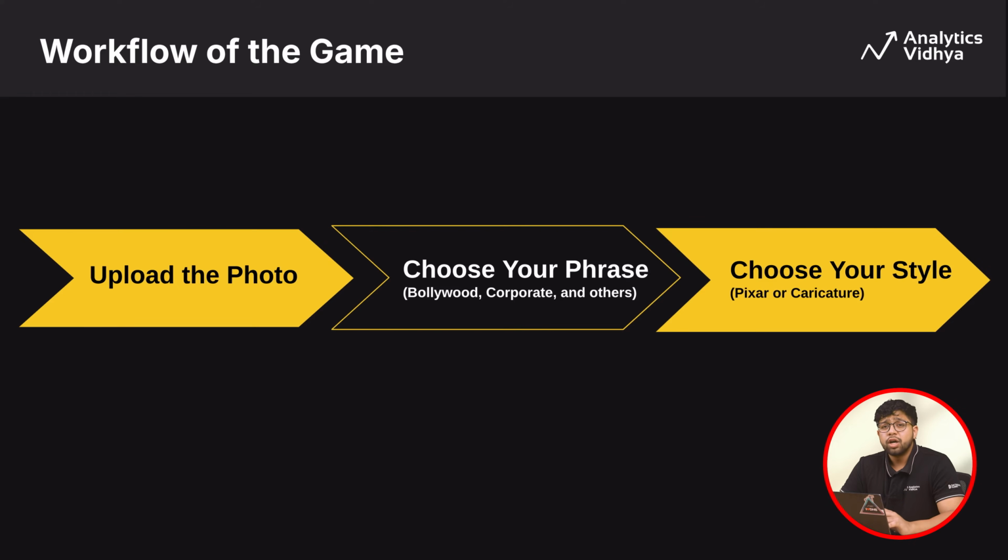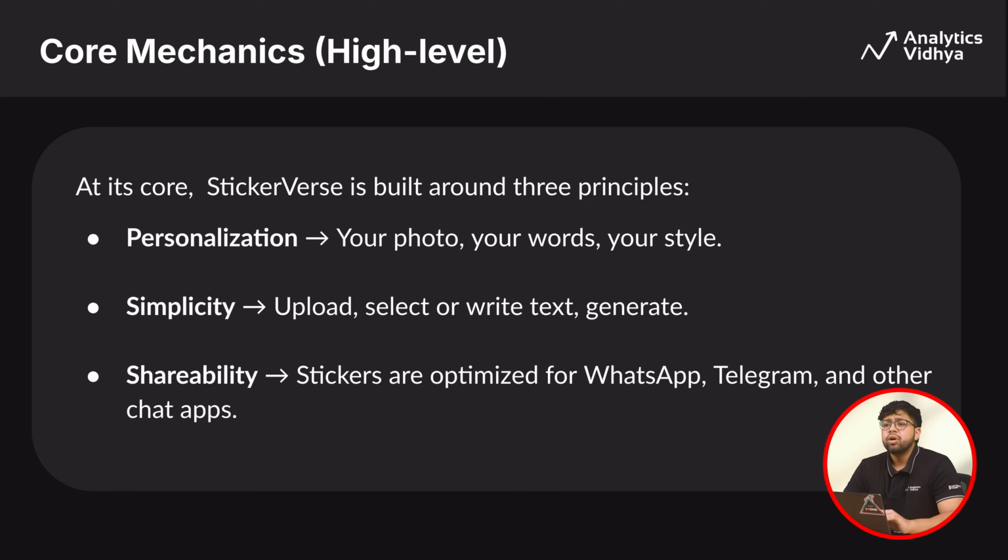Let's see how it works in a simplified manner. First, user uploads a photo, and after that, user enters a custom prompt or selects predefined phrases from the category. After that, system validates the inputs, filtering out the offensive words and correcting the spellings. And then finally, AI-powered style transformation is applied to the given photo. And the final PNG sticker is generated and stored, and then user receives these stickers via Gmail or WhatsApp. At its core, StickerVerse is built around three principles: personalization, simplicity, and shareability.